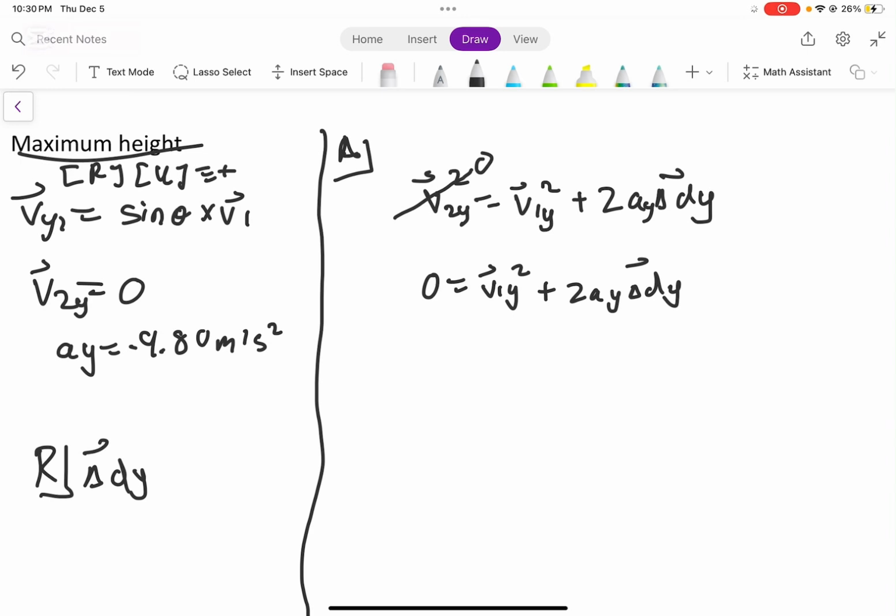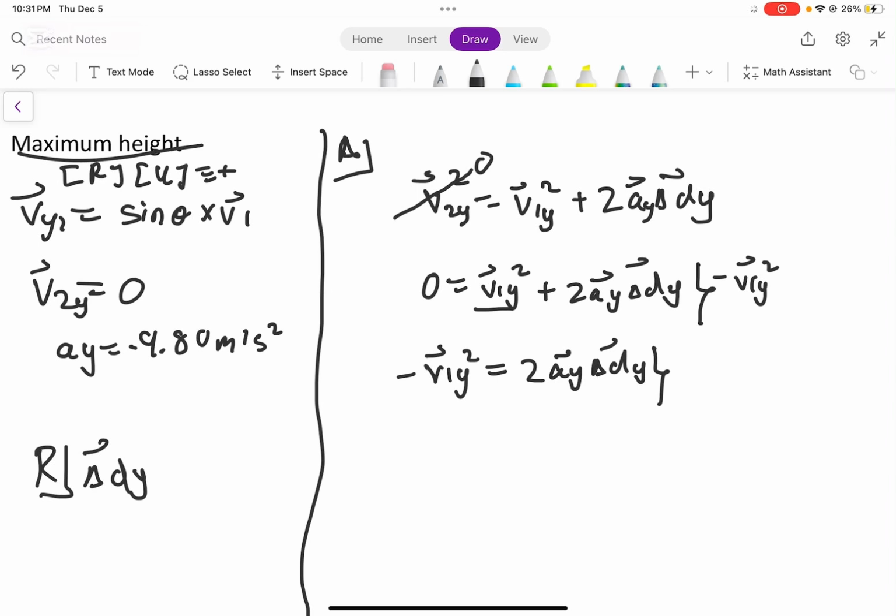Now that we're here, we can try to figure out the rest of how we can proceed. We're trying to isolate for delta dy. So what are we going to do here? Well, the first thing is we can move this term over by minusing. So v1y squared, we can just move that over simply by subtracting it over. So we can go negative v1y squared is equal to 2ay delta dy.